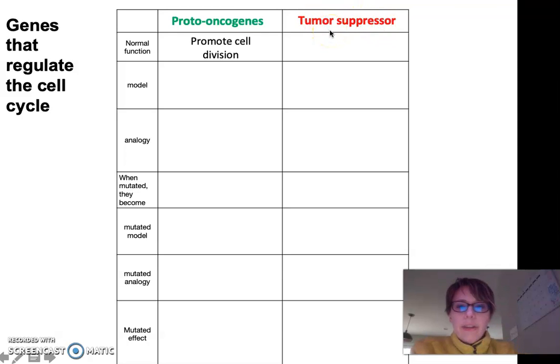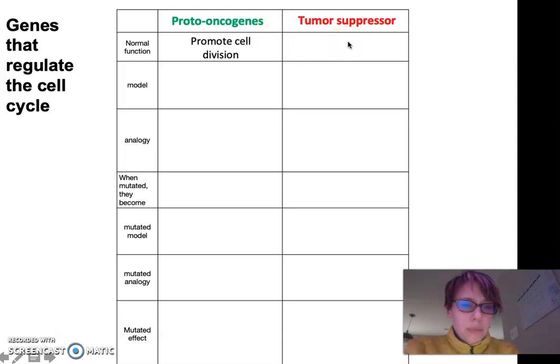So let's fill in the normal function. Proto-oncogenes promote cell division. They code for proteins that tell the cell, go ahead, move through the cell cycle. The way I remember that is proto-oncogenes begins with pro and so does promote. Even though it has the root onco in it, proto-oncogenes are not cancer genes, they are normal genes.